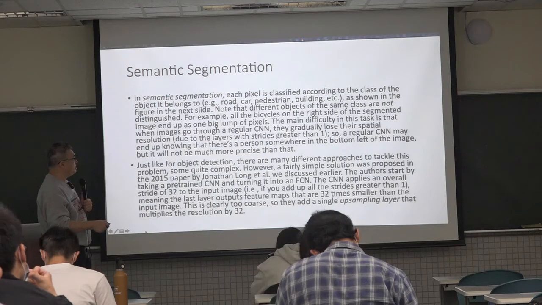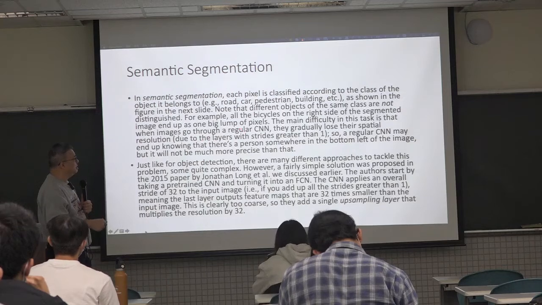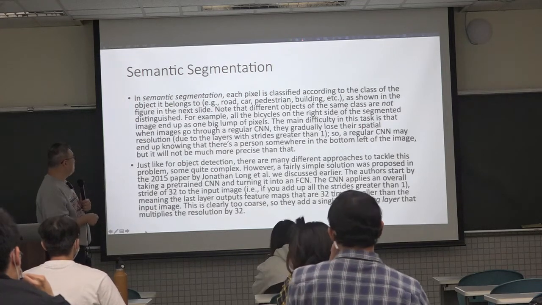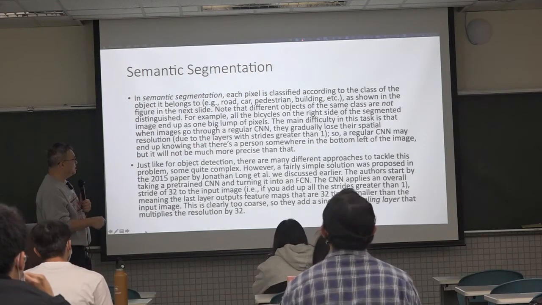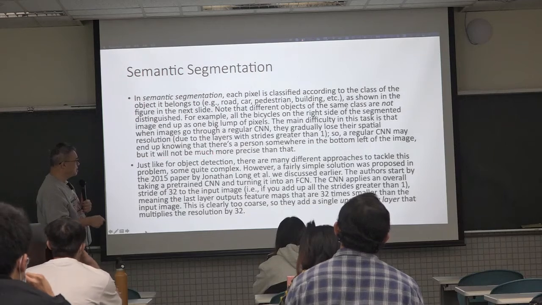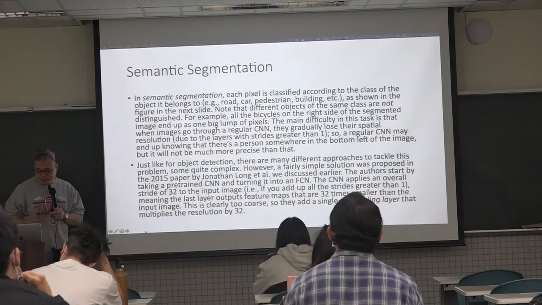So the main difficulty in this task is that when images go through a regular CNN, they generally lose their spatial resolution because of subsampling. So a regular CNN may end up knowing that there's a person somewhere in the bottom left of the image, but it will not be much more precise than that. So that is an issue for the regular CNN.